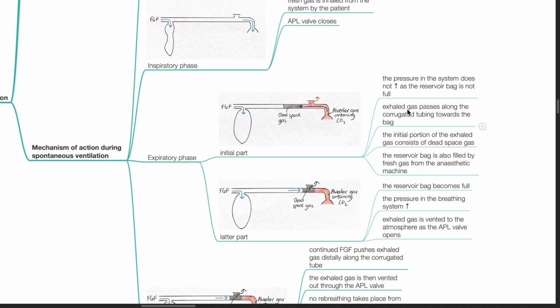Exhaled gases pass along the corrugated tubing towards the bag. The initial portion of the exhaled gas consists of dead space gas. The reservoir bag is also filled by fresh gas from the anesthetic machine. During the latter part of the expiratory phase, the reservoir bag becomes full, the pressure in the breathing system increases, and exhaled gas is vented to the atmosphere as the APL valve opens.